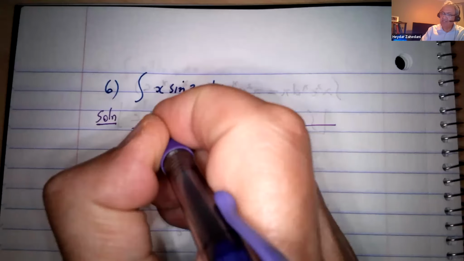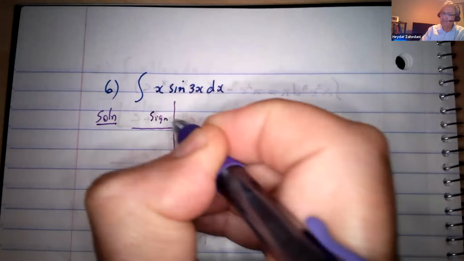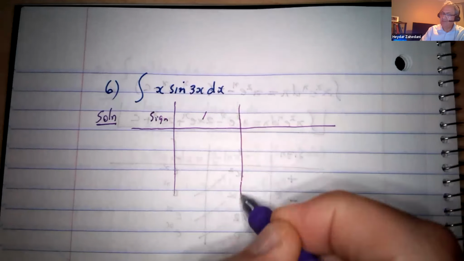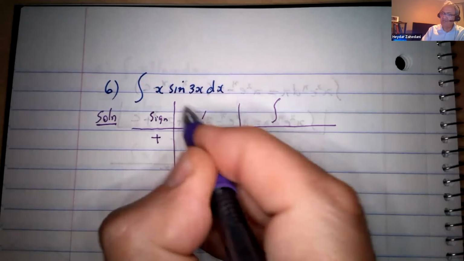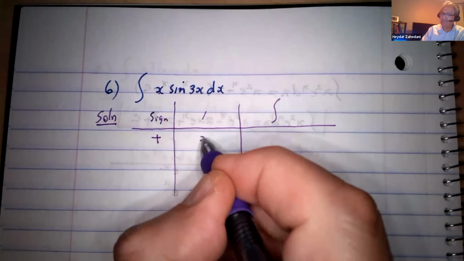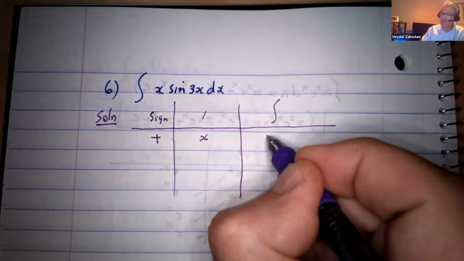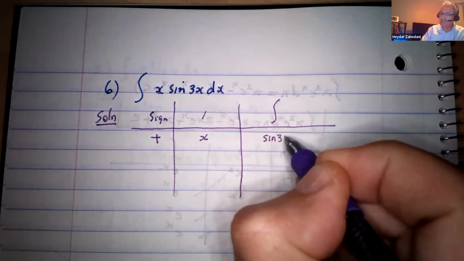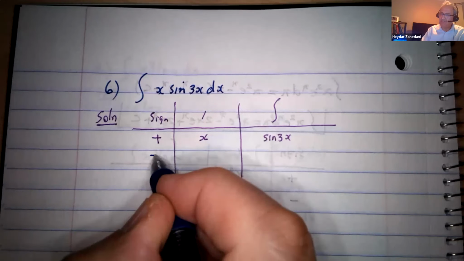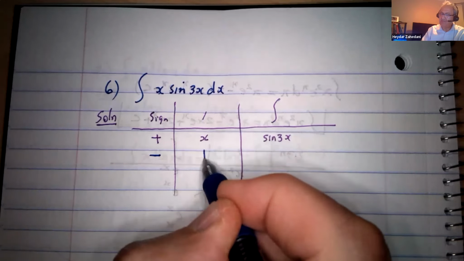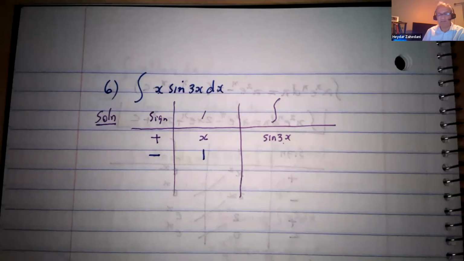So sine prime, integrate the sine, positive. The u function is x, and the dv is going to be sine of 3x. Okay, move on. The sign would be negative, the derivative of x would be 1, integral of a sine.